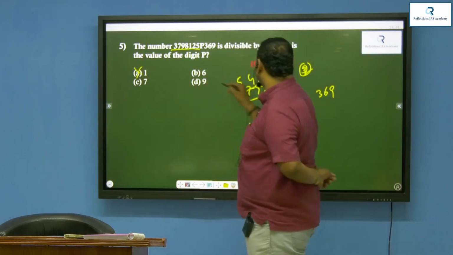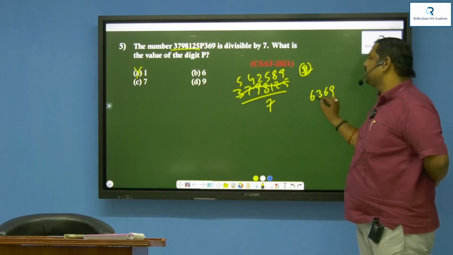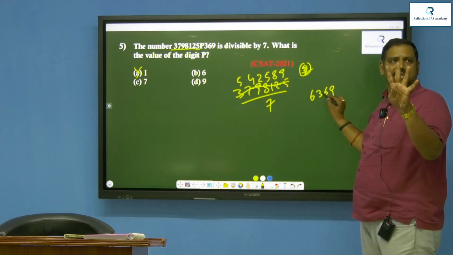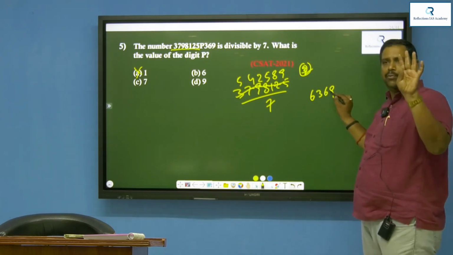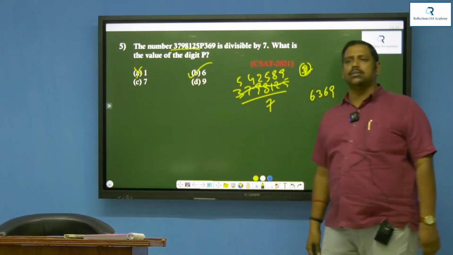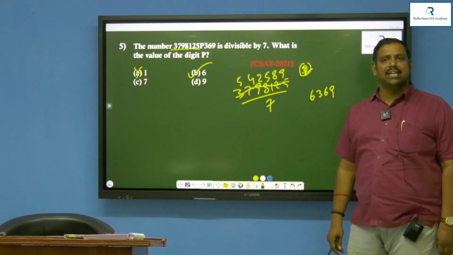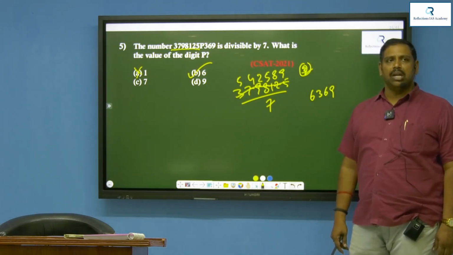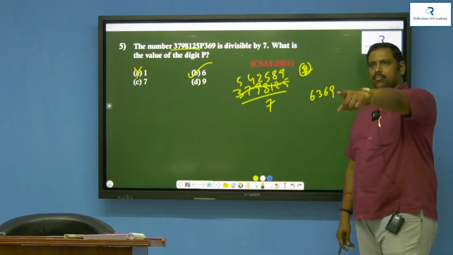Okay, what's the next number? 6, I am taking. 26 means 7 3s are 21. Remainder is 5. 53 means 7 7s are 49. Remainder 4. 46 means 4, 49. Yes, divisible. So when it is divisible, B is the answer. Do you understand how I saved my time? Am I clear? Okay.